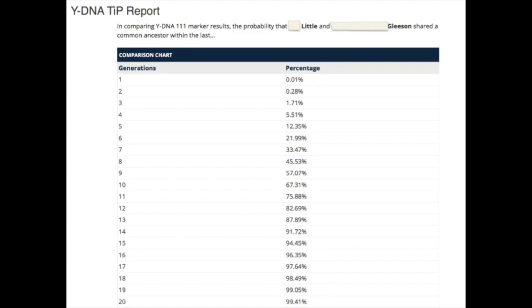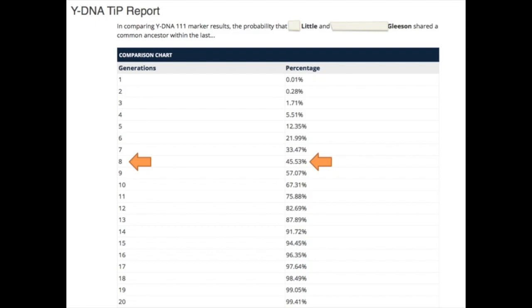As far as the TIP report is concerned, what I do with the TIP report is I look for the midpoint value, that 50% mark. So the value that's closest to 50% in this case is 45.53%, and that is at the 8 generations level. So my best midpoint guess for the TMRCA for these particular people being compared is 8 generations ago. The most recent common ancestor was about 8 generations ago.